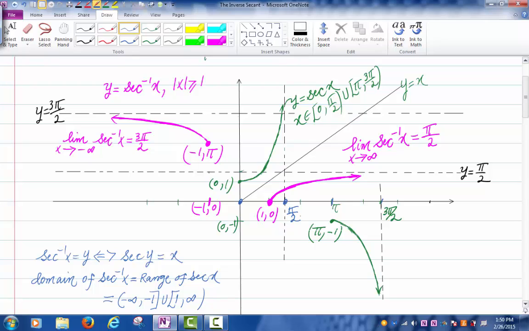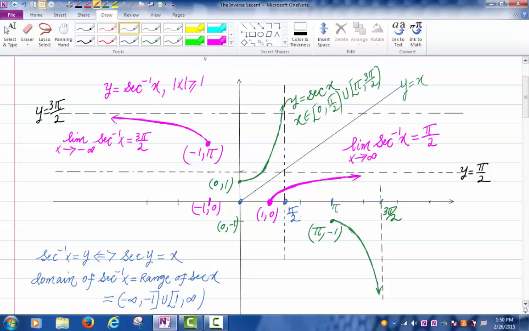Okay? Now, let's look at the graph of secant from pi to 3 pi over 2. Well, it has a vertical asymptote at 3 pi over 2, concave down, decreasing, right? Now, what's the range of secant then? The range of secant is negative infinity to negative 1, 1 up to infinity.